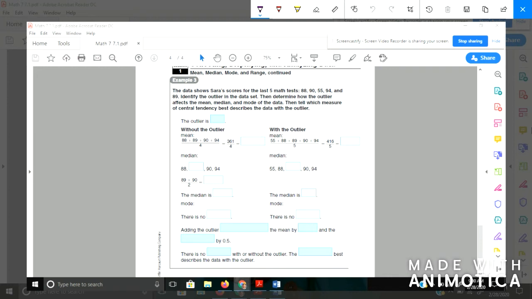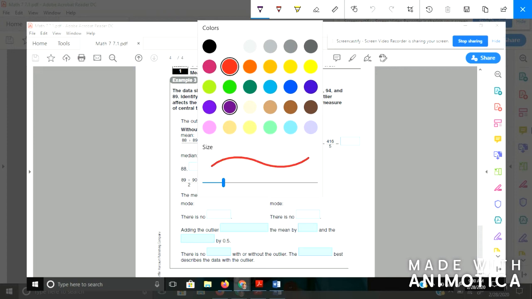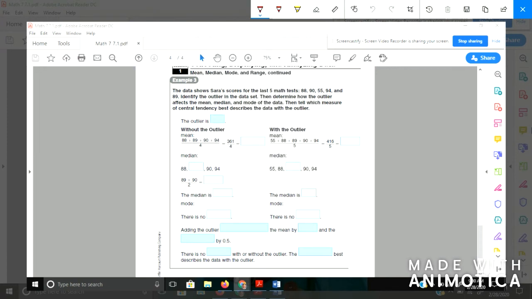And remember from our vocab, the outlier is the data point that's either a lot higher or a lot lower than the rest. So in this case, the one that's a lot lower than the rest is 55. Maybe she had just a bad day. Maybe she didn't study for that test, something along those lines. It says, then determine how the outlier affects the mean, median, and mode, and then tell which measure of central tendency best describes the data with the outlier.